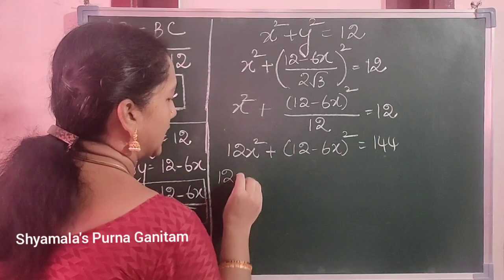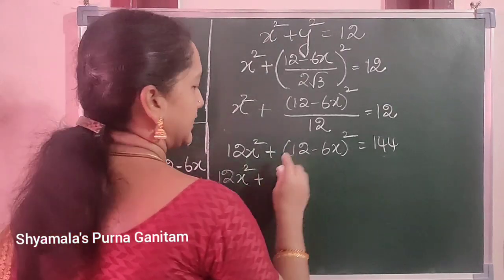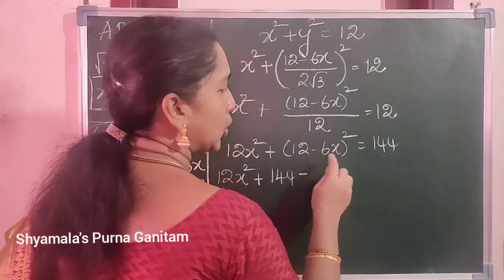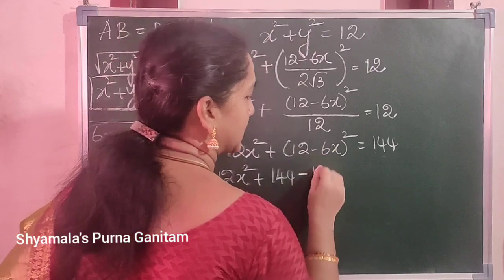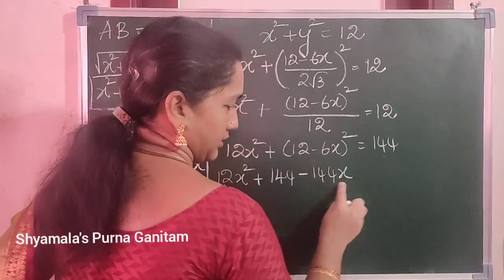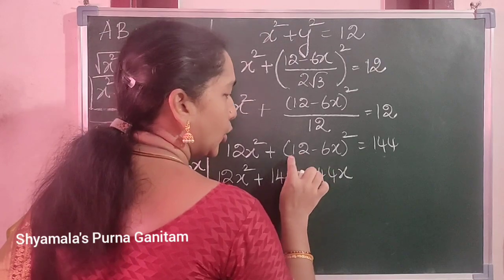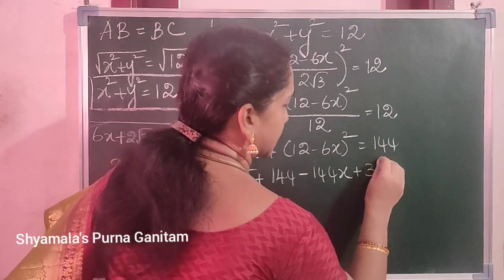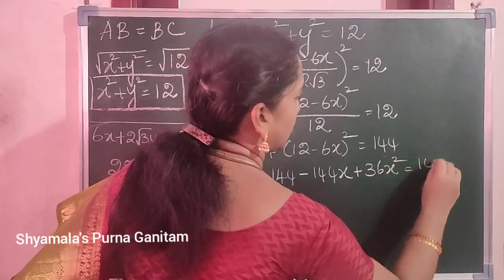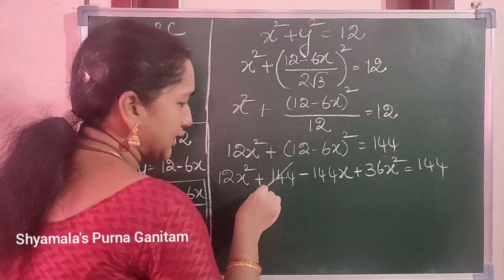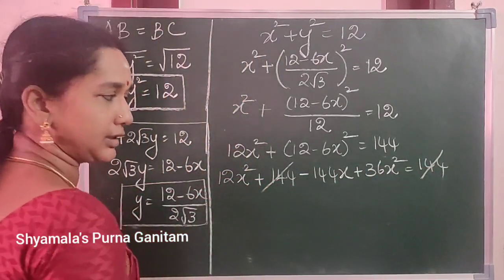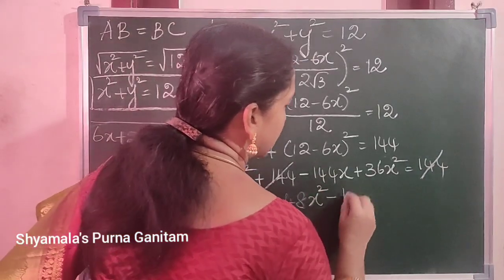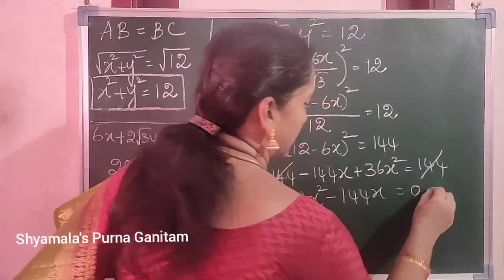So 12x², and I'm expanding this (a − b)²: a² − 2ab + b². So 12 squared is 144, and 2ab is 2 into 12 into minus 6, which is minus 144x, plus 6 6s are 36x² = 144. Here plus 144 and here plus 144 will get cancelled. So 12 + 36 is 48. 48x² − 144x = 0.